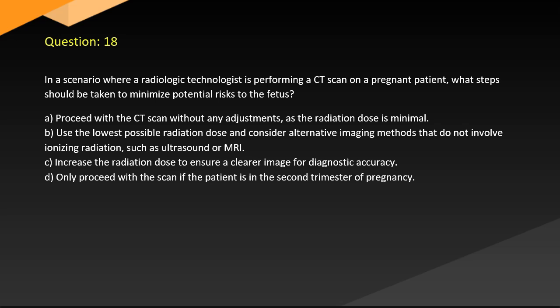Question 18. In a scenario where a radiologic technologist is performing a scan on a pregnant patient, what steps should be taken to minimize potential risks to the fetus? A. Proceed with the CT scan without any adjustments as the radiation dose is minimal. B. Use the lowest possible radiation dose and consider alternative imaging methods that do not involve ionizing radiation, such as ultrasound or MRI. C. Increase the radiation dose to ensure a clearer image for diagnostic accuracy. D. Only proceed with the scan if the patient is in the second trimester of pregnancy.